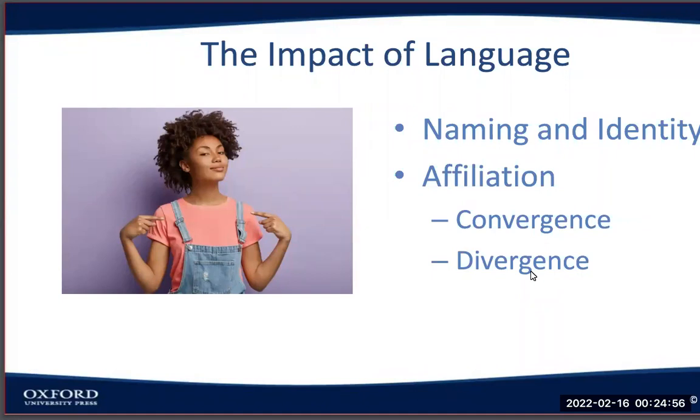Next, we look at affiliation. Convergence is the process of adapting one's speech style to match that of others with whom the communicator wants to identify. Divergence is speaking in a way that emphasizes differences. And so I'm going to give you some different examples related to this too.